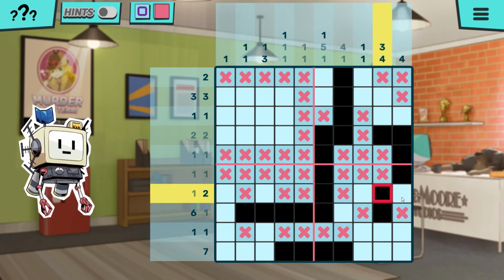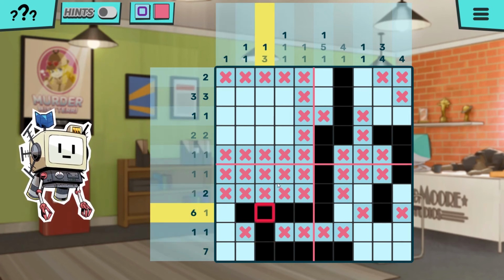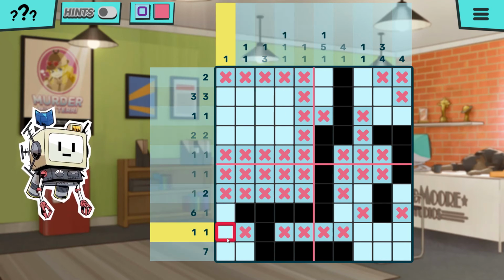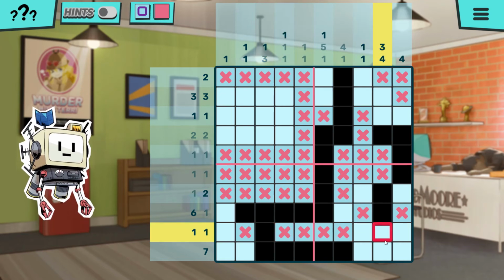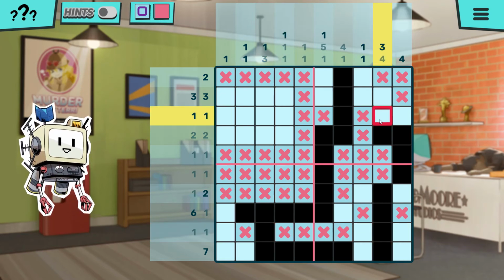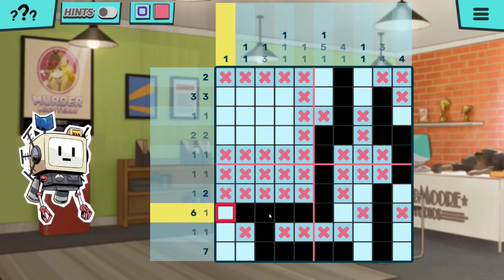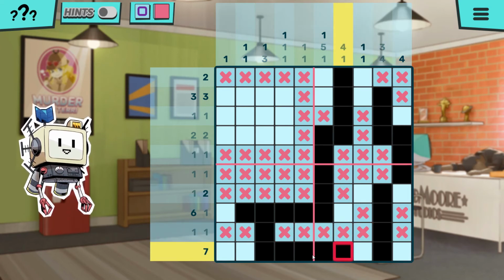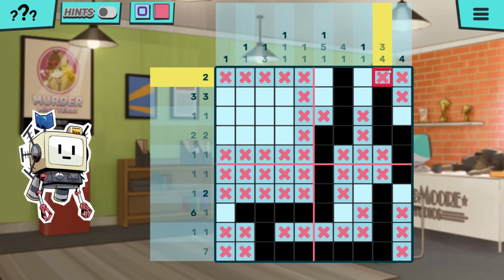There's a 2 here, so this could still be in either of those spots, but this is crossed out. There's a 3 down here, so this needs to be full. There's a 1. There's a 4 down here, so this needs to be filled out, and this needs to be filled out. What does that mean for this row? This is now complete. This has to be filled out as well, so that makes this complete.